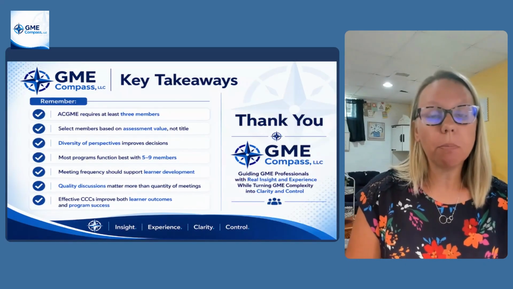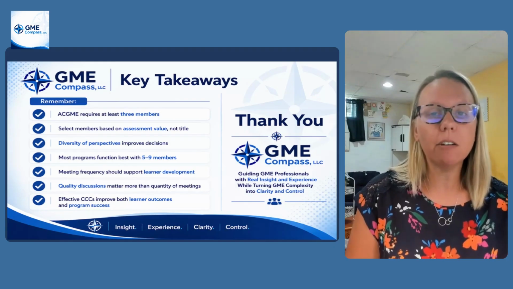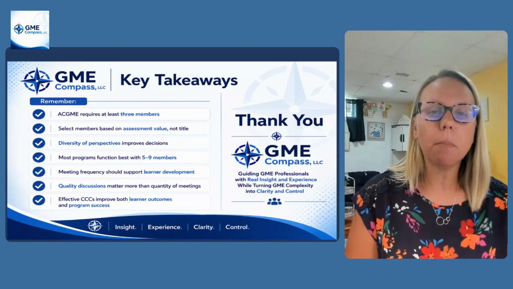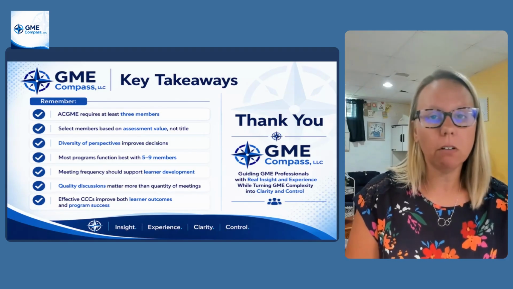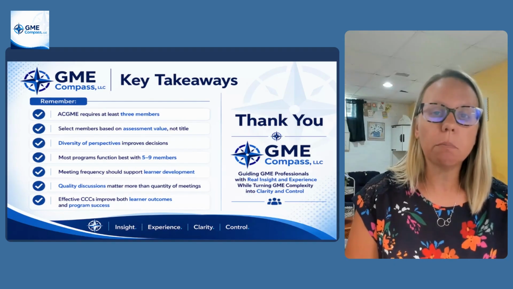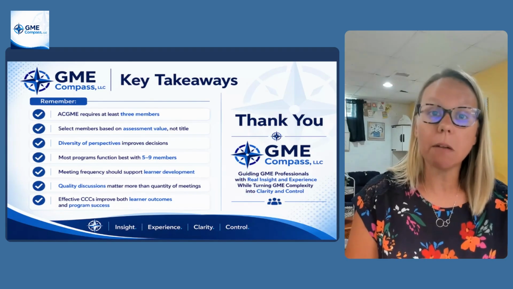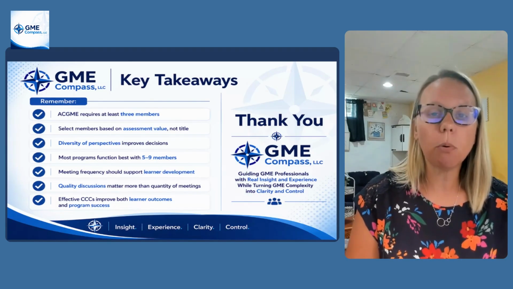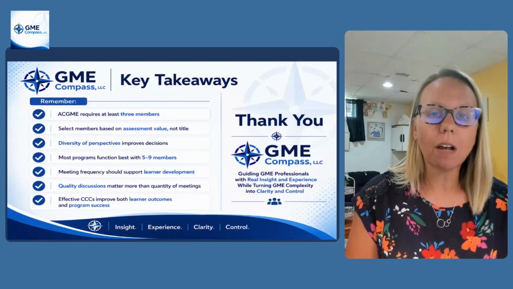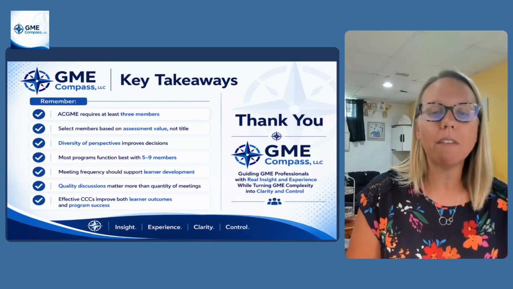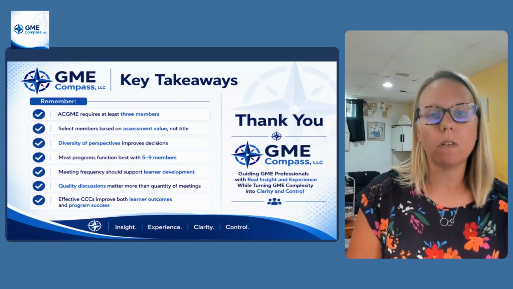Summarizing today's major points, you want to remember that your ACGME requires at least 3 members. You want to select your members based upon assessment value, not their title. Diversity within your perspectives improves your decision quality. Many programs function best with 5 to 9 members. Meeting frequency should support your learner development. Quality discussions matter more than the number of meetings, and effective CCCs improve both learner outcomes as well as your program success. The goal is to have a CCC that meaningfully supports trainee growth.